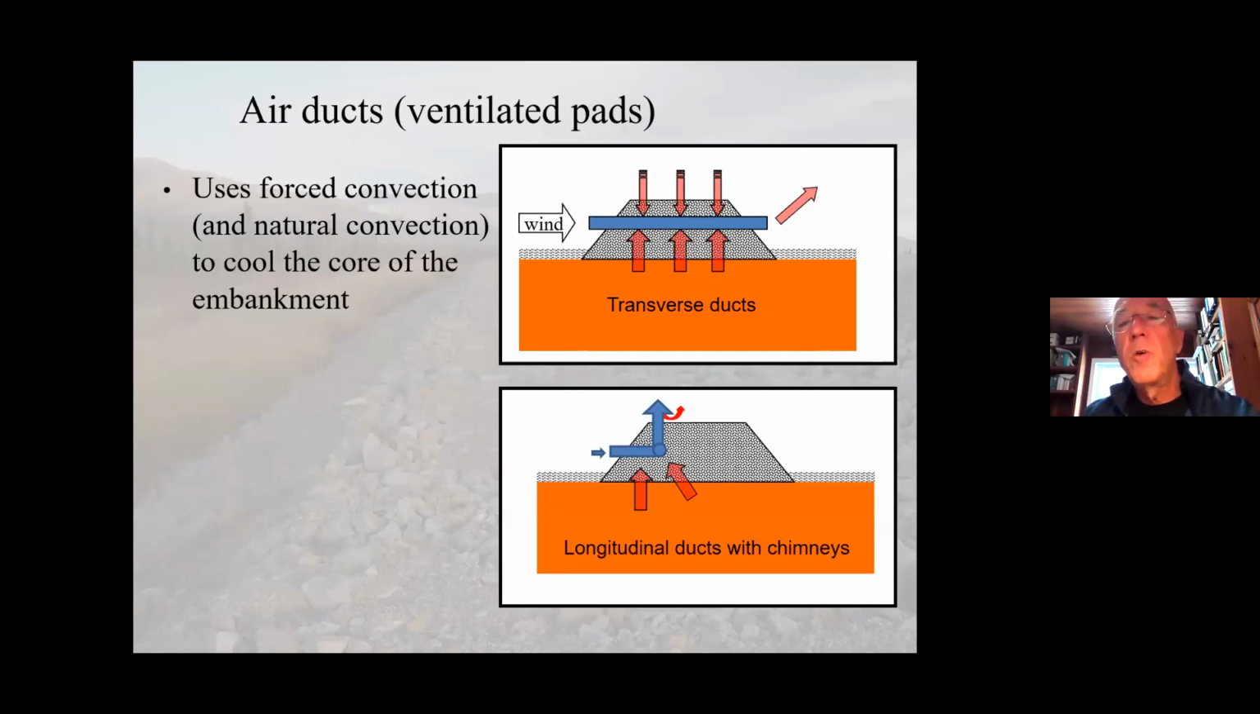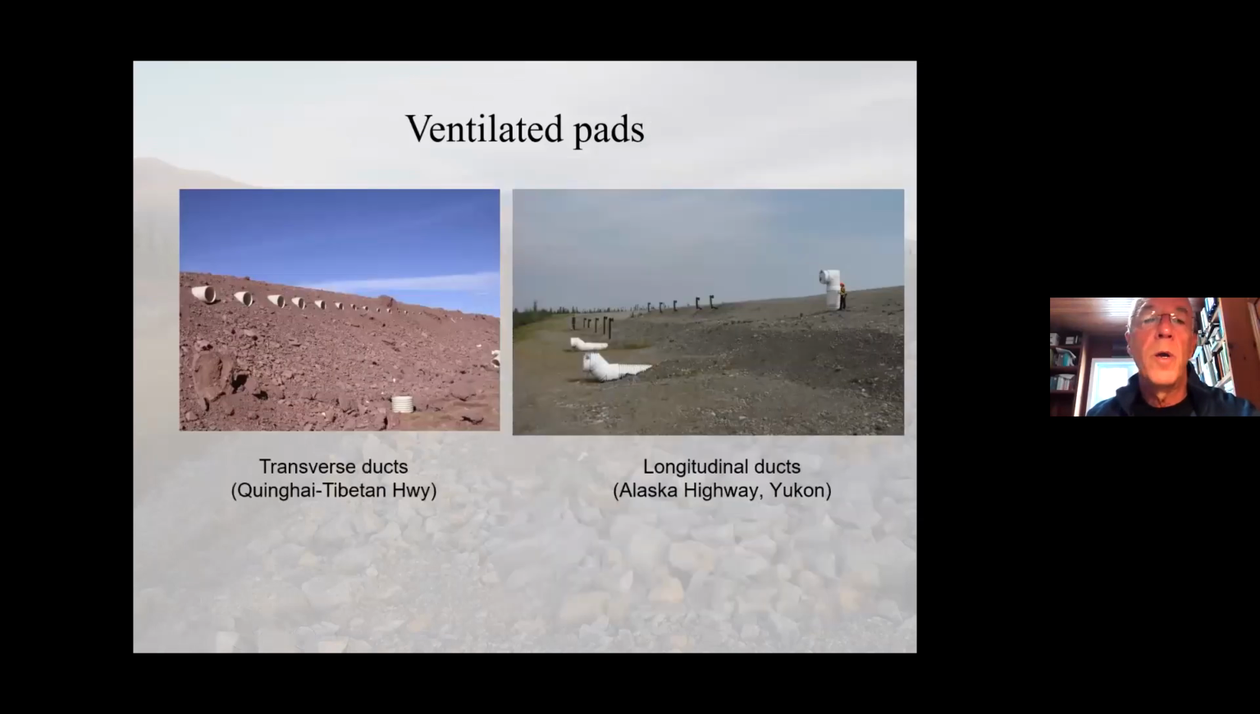Air ducts can also be used to cool in the winter: air ducts used across the embankment, which have been used in China, and longitudinal ducts with chimneys used in Alaska and on the Alaska Highway. So these are the Chinese ducts going across the embankment that are closed in the summer and open in the winter to allow heat extraction. And these are the ducts used in the Beaver Creek test site in Yukon, where the air goes in, flows along the shoulder, and then is expelled through the outlet here. So actually this is connected to this one here. So it goes in, flows along the embankment, and the hot air is expelled on top.